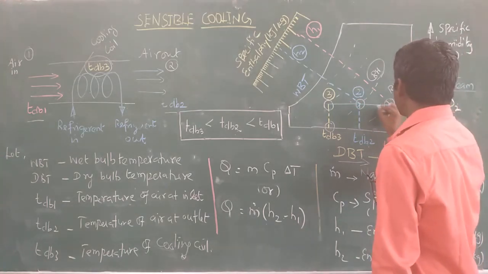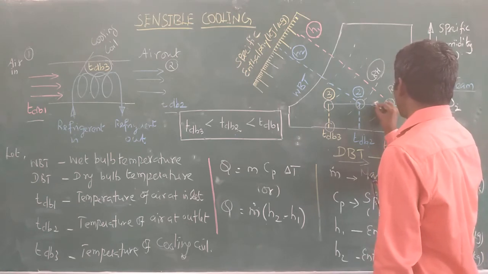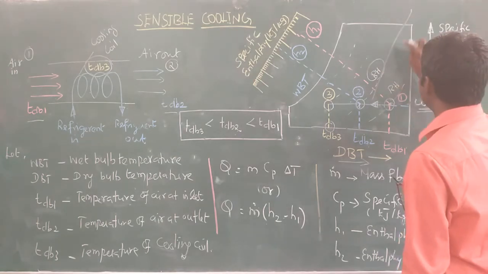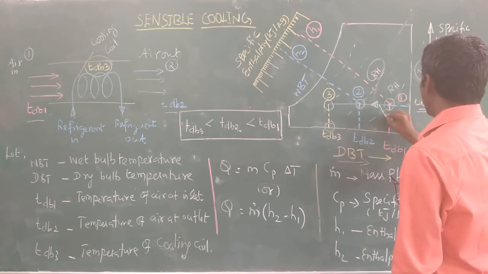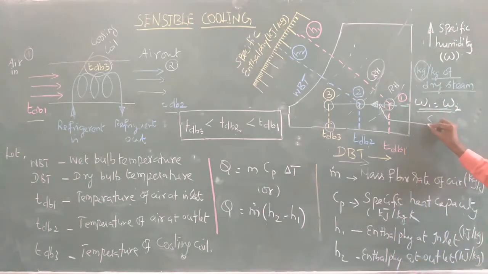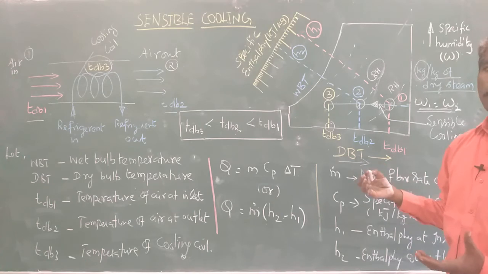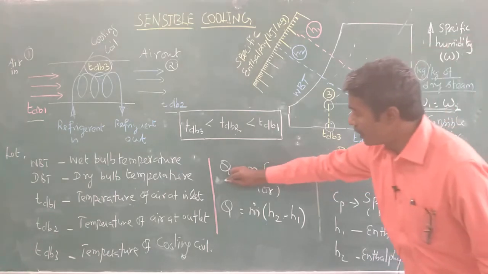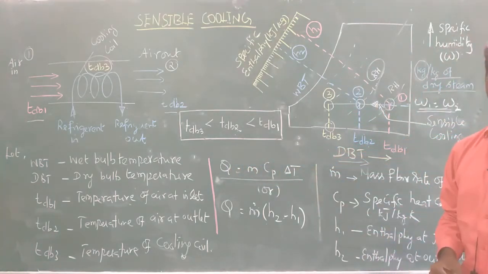This 1 to 2 line represents sensible cooling. Now, how much heat is removed from the air, we need to calculate. For that we use the general expression, Q is equal to m into Cp into delta T.